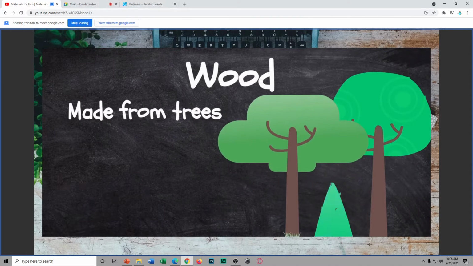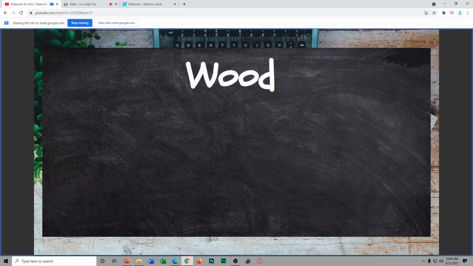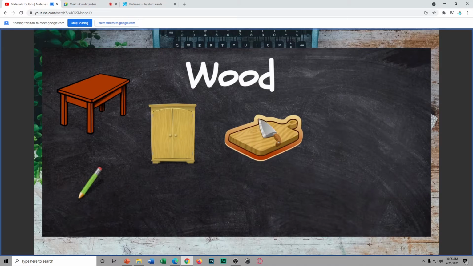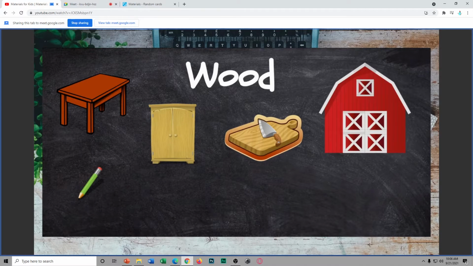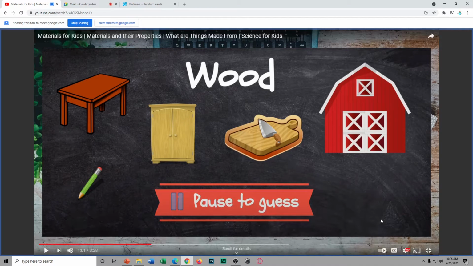Wood is made from trees. It is hard and therefore useful for making things that need to be rigid, such as tables, cupboards, chopping boards, pencils. Even houses can be made from wood. Can you think of anything else that could be made out of wood? Can you think of something made of wood?